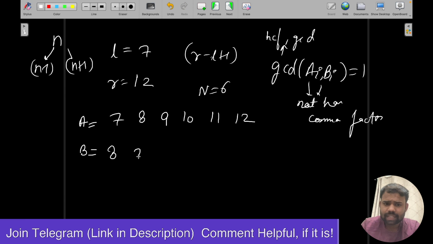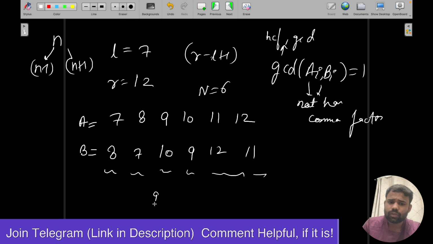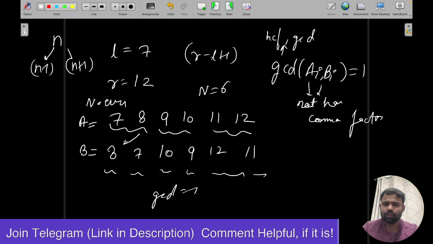So it will become 8, 7, 10, 9, 12, 11. And because the difference between all these numbers is 1, this will never give you a GCD of more than 1. This will always give you GCD equal to 1 only. And here's the reason. In the case when n is even, we can simply swap them. For every two pair, swap their values, and that will be the new array. It is very easy. But the problem comes when n is odd.